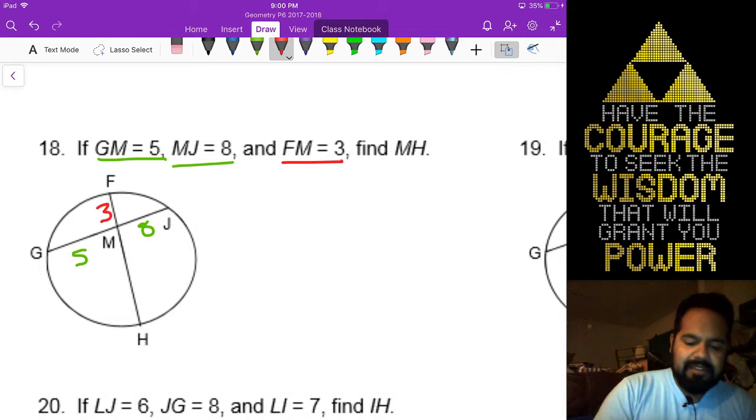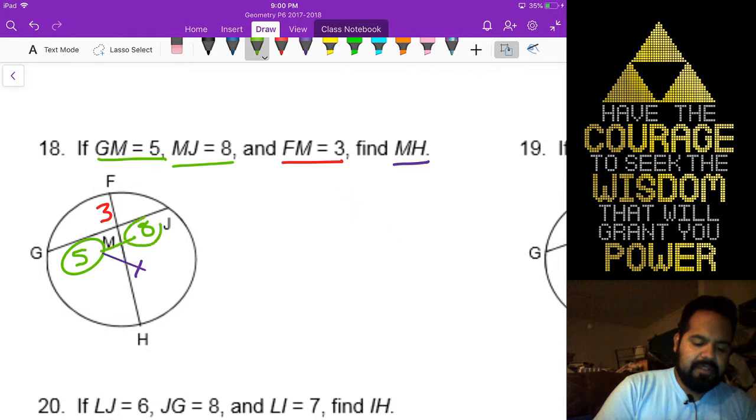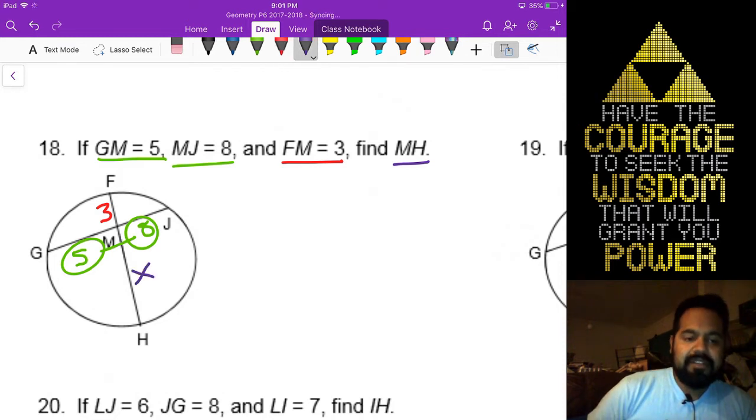FM is 3. And then we need to find MH. Let's call that X. So what we're going to do is part times part. Oh, what the heck? No. Let's fix that. So part times part equals part times part.